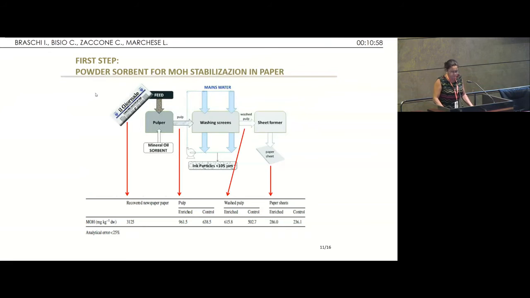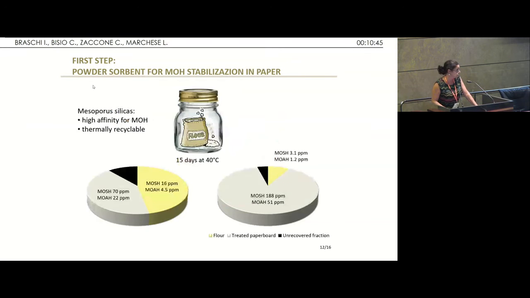So what we obtained was that the paper produced in the presence of the sorbent was able to retain mineral oil at a high level. And when we put this paper in contact with food, in this case a flour, we could observe that the mineral oil, and in particular the saturated and the aromatic part, remained in the packaging, and just a very small amount migrated to the flour.